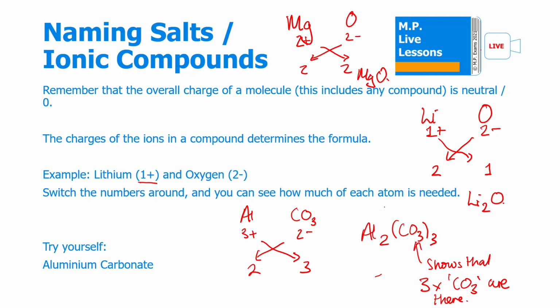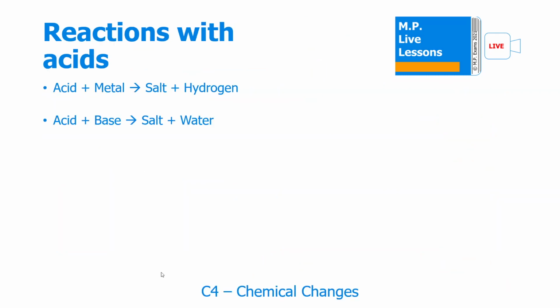Now, ionic equations are really useful for topic 4, which is chemical changes. So this is to do with your acids. We've got 3 reactions that you need to know. When you react an acid with a pure metal, it will form a salt and hydrogen. If you react an acid with a base, it will form a salt and water. If you react an acid with a carbonate, it will form salt, water, and carbon dioxide.